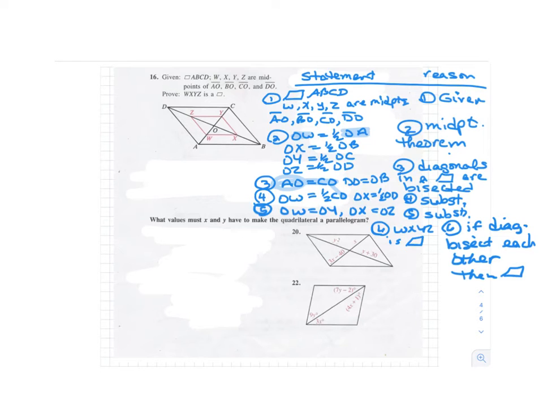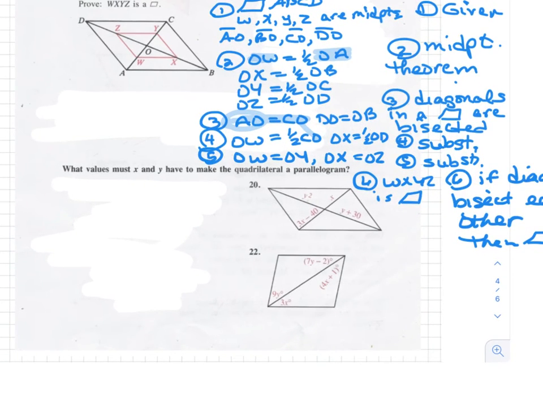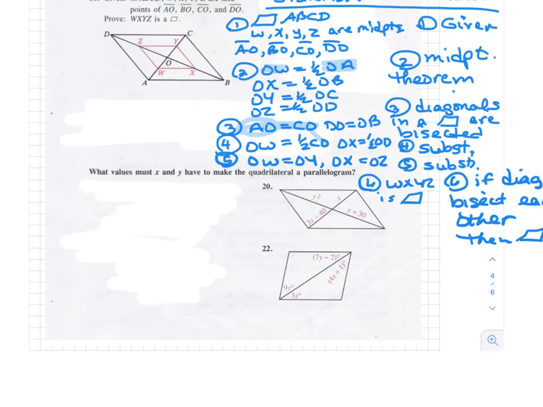Now, for number 20, you're actually going to have to factor this question. So again, we're reviewing our algebra skills within this question. You will not have to factor anything on tomorrow's test. So remember, in order for this to be a parallelogram, what we would have to show is these diagonals were bisected. So what we would do is set y squared equal to y plus 30.